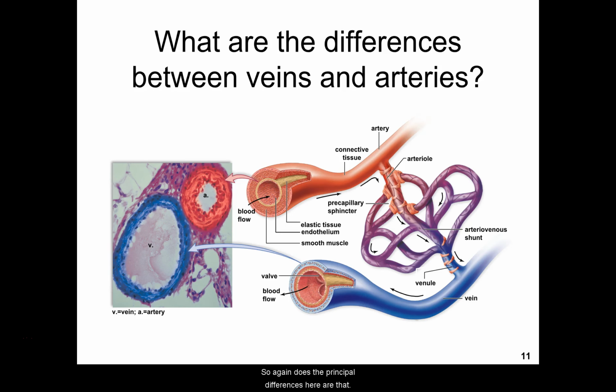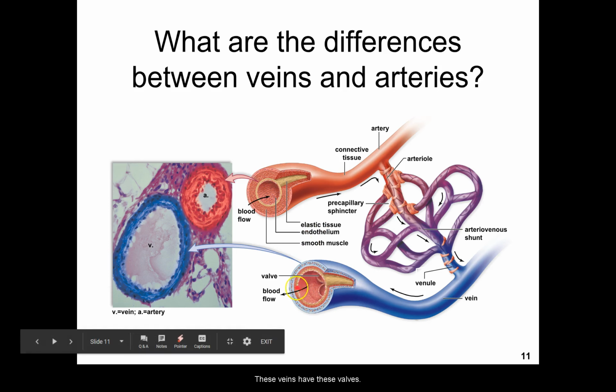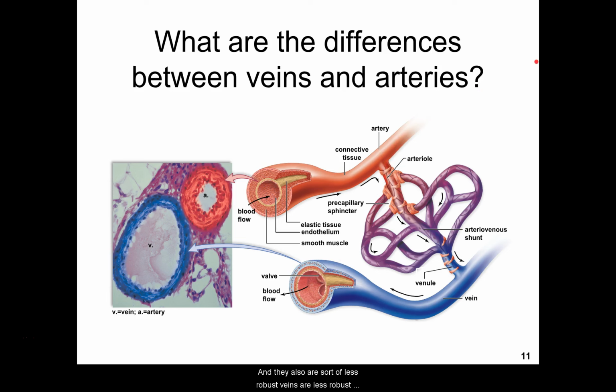So again, the principal differences here are that these veins have these valves, and they also are sort of less robust. Veins are less robust than arteries, because arteries are under cardiac pressure. They're under pressure from the heart. And so veins don't really need to be as strong as your arteries, because they're not under nearly as much pressure as the arteries are.